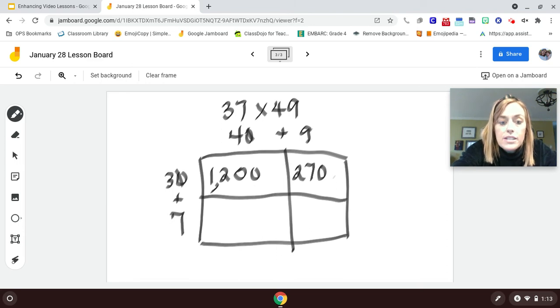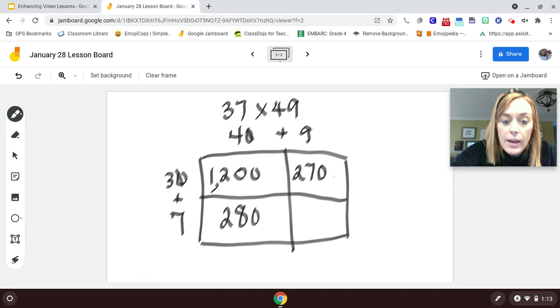Now I'm going to come down to this second row, okay? And I have 7 times 40, or I'm going to ignore my 0, and I know that 7 times 4 is 28, and I can bring my 0 back. I have 200s and 8 tens, or 280. And finally, I just have to do 7 times 9 to get 63, okay?